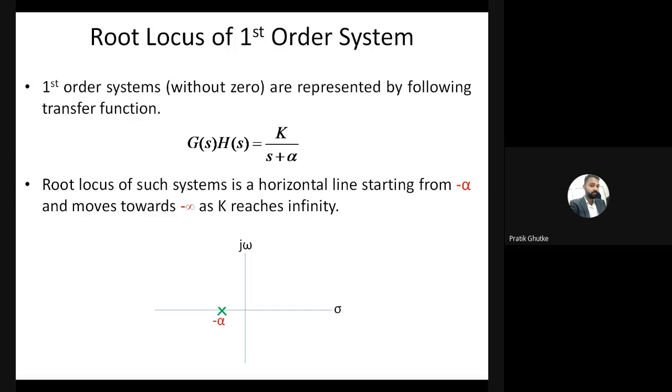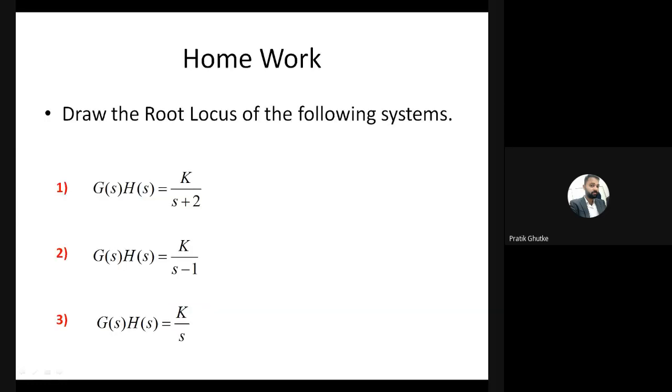It shows the imaginary axis and the real axis. So the root locus goes from minus alpha to minus infinity. That is all we have discussed. The root locus of such a system is a horizontal line starting from minus alpha and tending towards minus infinity as K reaches infinity.